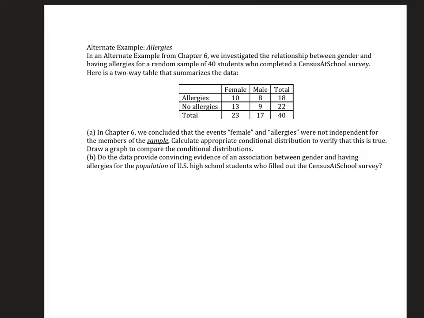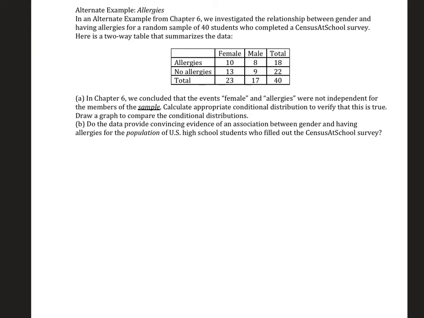And we're going to do an example from chapter 6, long time ago. We investigated the relationships between gender and having allergies for a random sample of 40 students who completed a census at school survey. Here is a two-way table that summarized the data. In chapter 6, we concluded that the events female and allergies were not independent for the members of the sample. So calculate appropriate conditional distributions to verify that this is true. Draw a graph to compare the conditional distributions.